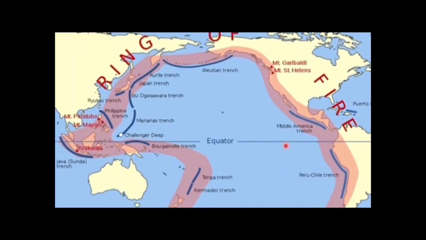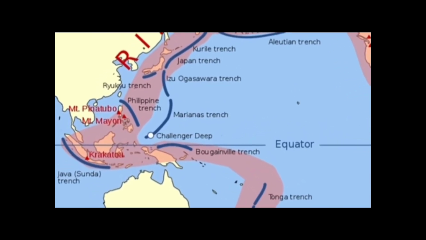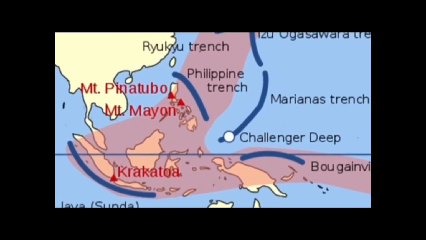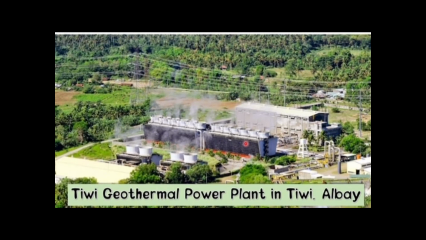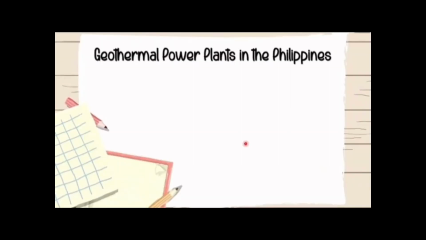Because the Philippines is located in the Pacific Ring of Fire, it has many volcanic areas that can be utilized for geothermal energy. Here are some geothermal power plants found in the Philippines. Tiwi Geothermal Power Plant in Tiwi, Albay. Macban or Makiling-Banahaw Geothermal Power Plant in Calauan, Laguna. And here are other geothermal power plants in the Philippines.